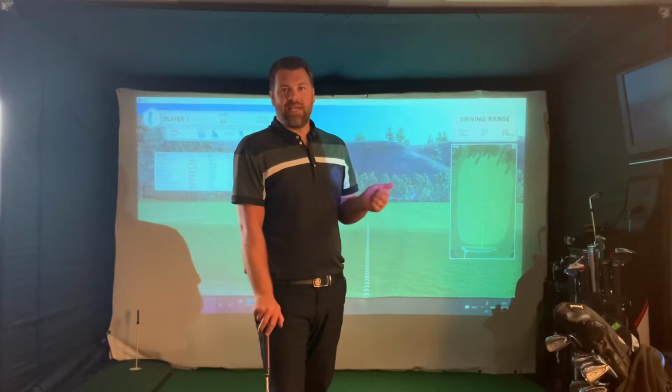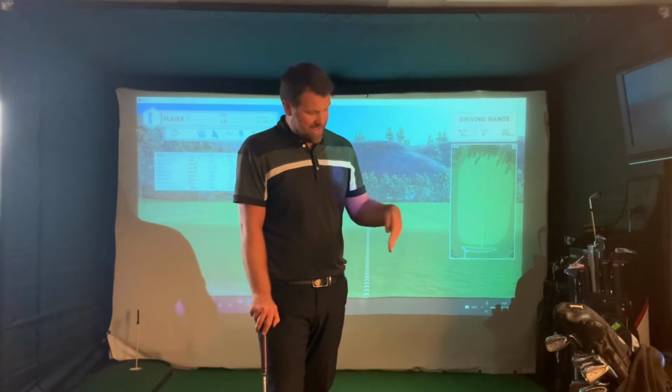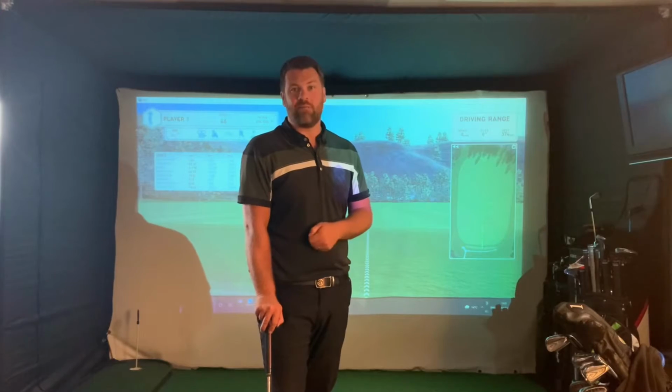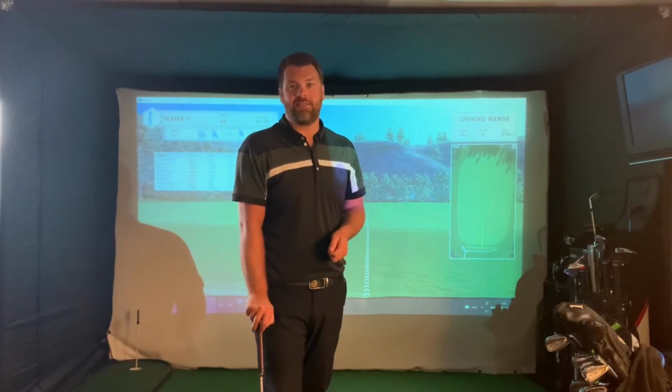Right, today I'm going to get on the simulator and look at gapping. I want to see how far all my clubs go, if they're what I think they are, and if I've got any gaps anywhere. So I'm going to hit every single club in the bag, and then let's look at the data and see how it turns out.